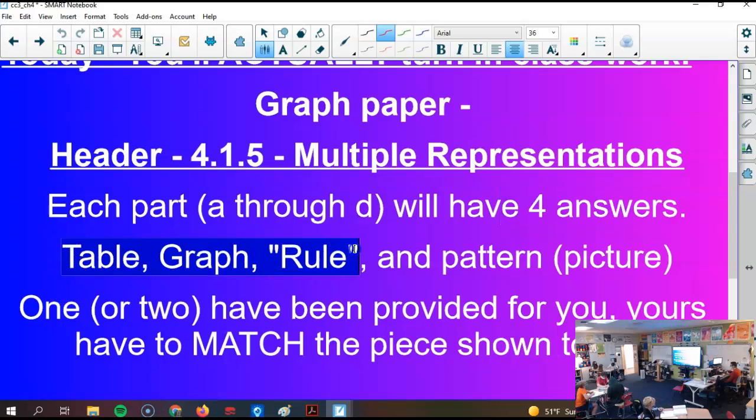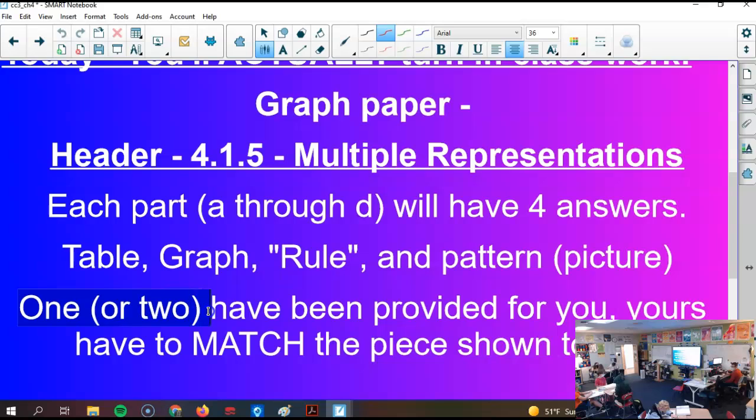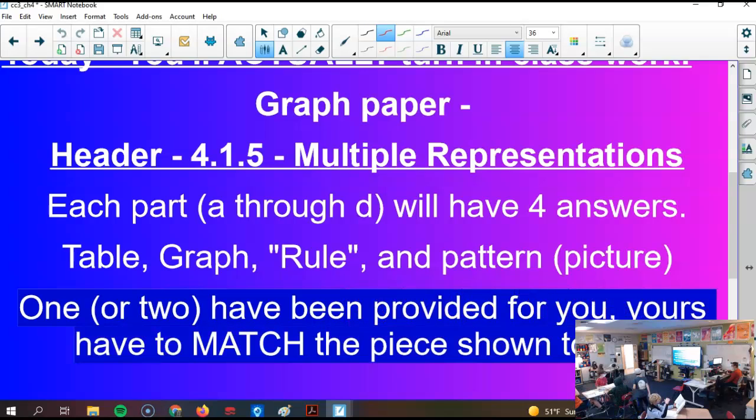Those 4 answers are table, graph, rule, and pattern. So if you need to write that down right now so you can remember what the 4 things are, it is table, graph, rule, and pattern. And this is in your book. So this is not like trickery or anything like that. It's in your book. 1 or 2 of those things have been provided for you. Those get copied down. And then we create the rest of them.